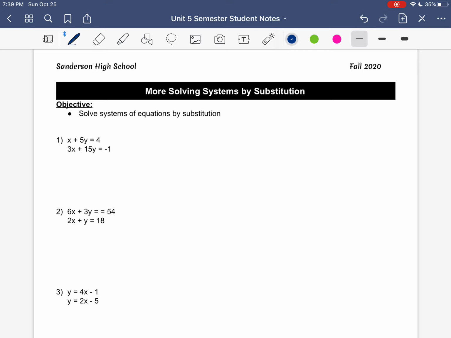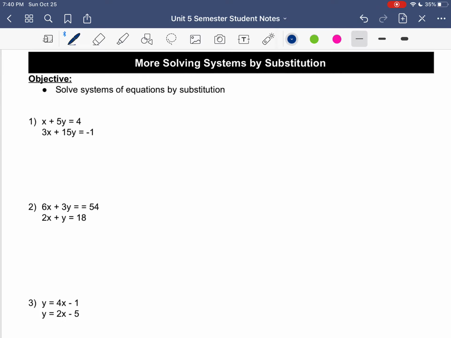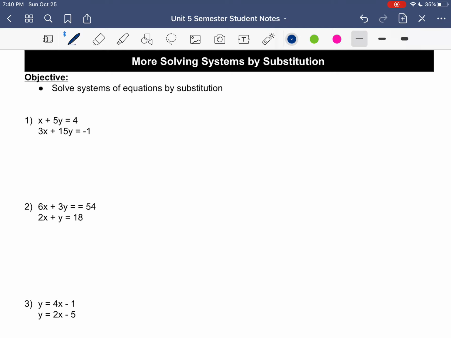So in number 1, I see that I've got x plus 5y equals 4 and 3x plus 15y equals negative 1. So remember, one of our equations has to have one of the variables isolated. Either it needs to say x equals or y equals. So when I look at those two equations, the easiest variable to isolate is going to be this x that doesn't have a coefficient. Technically, you could isolate any variable, but if we can do less work, we might as well take advantage of that.